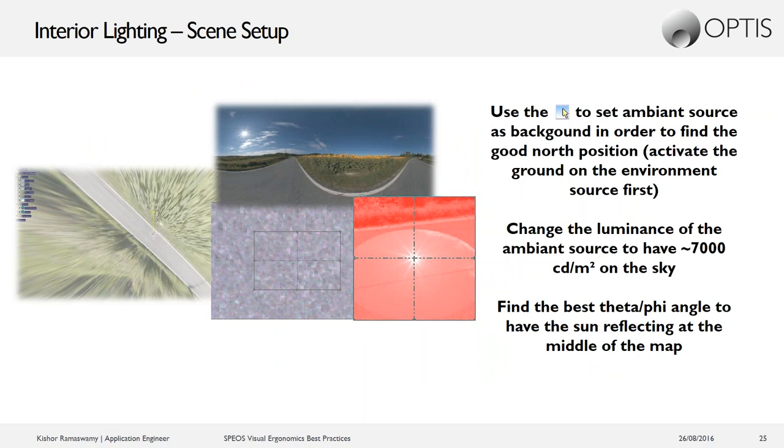A useful feature for positioning all of these aspects is the set ambient source as background feature, which is available in the SPEOS for CATIA version. So this allows you to visualize your scene in the background of your 3D view and easily angle the north correctly.